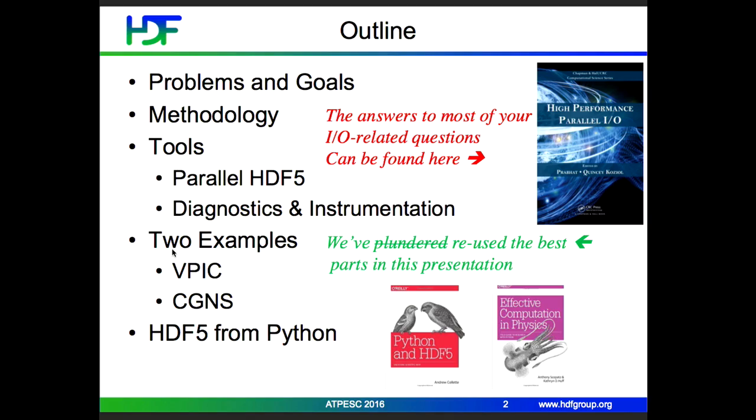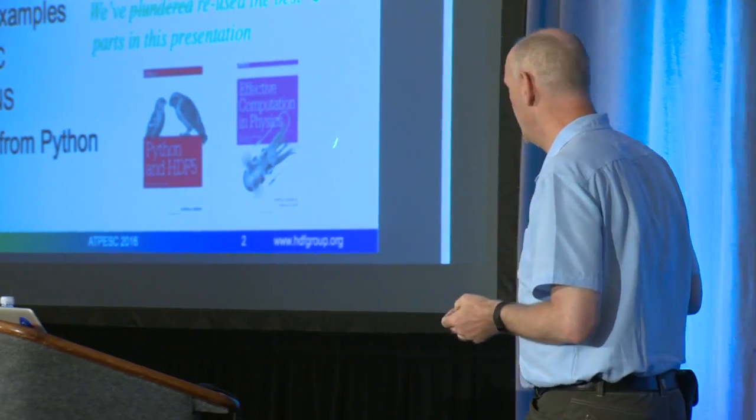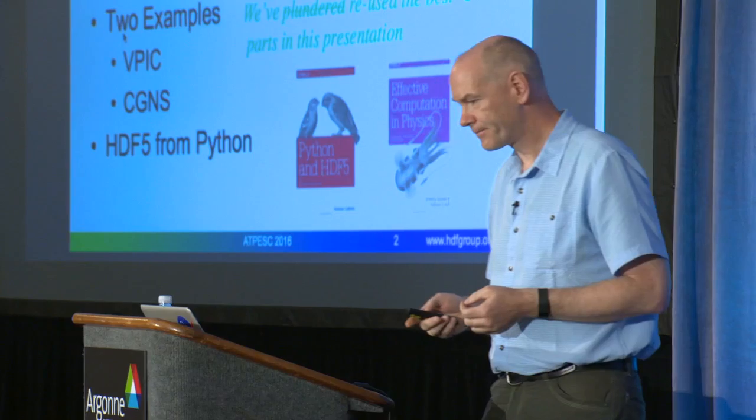And then for HDF and Python, there's Andrew Collette's Python and HDF5, the O'Reilly book. And then if you are interested in a more application-oriented view of the Python ecosystem and I/O in particular, I can recommend this book by Anthony Scopatz, Effective Computation in Physics.